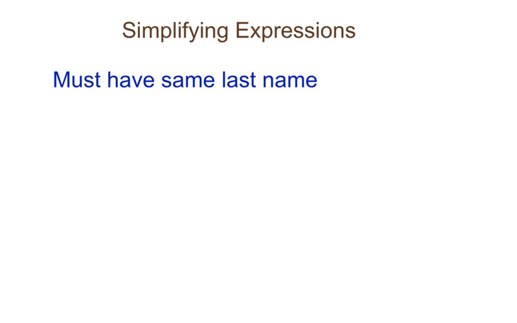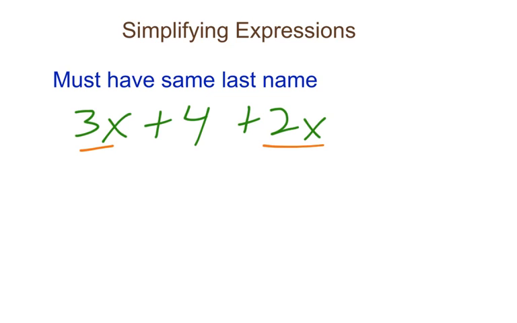All right, simplifying expressions. When we simplify expressions, we want to make sure they have the same last name. So for instance, 3x plus 4, they have different last names. This one has an x, this one doesn't. But if I do 3x plus 4 plus 2x, then these both have the same last name.